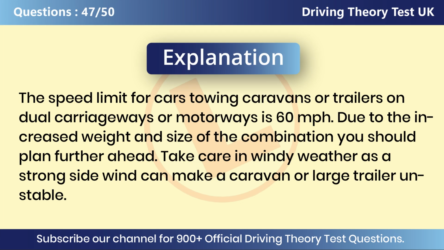The speed limit for cars towing caravans or trailers on dual carriageways or motorways is 60 miles per hour. Due to the increased weight and size of the combination, you should plan further ahead. Take care in windy weather, as a strong side wind can make a caravan or large trailer unstable.